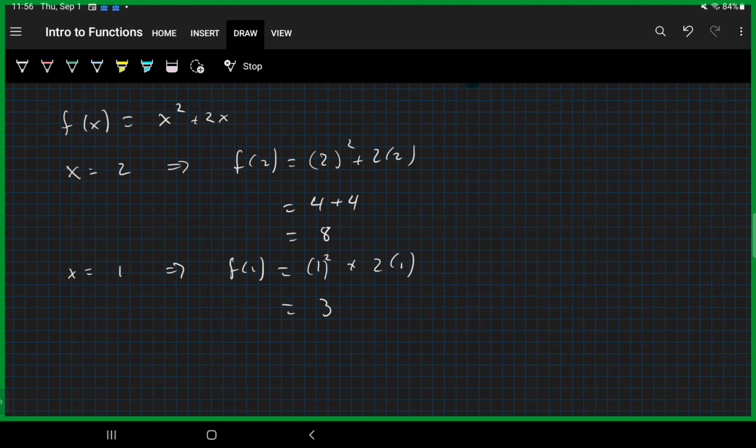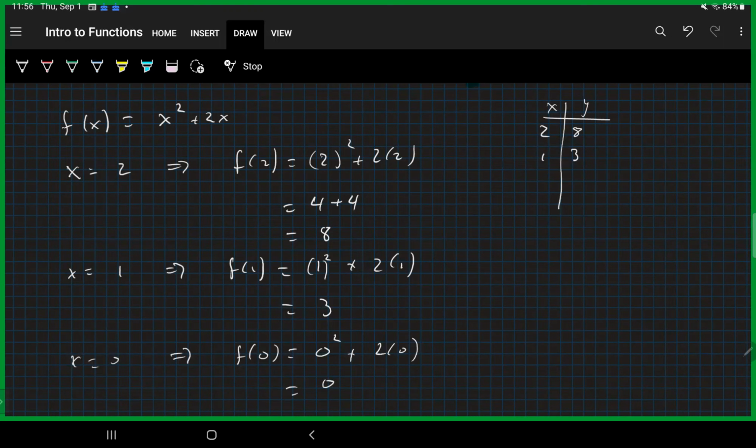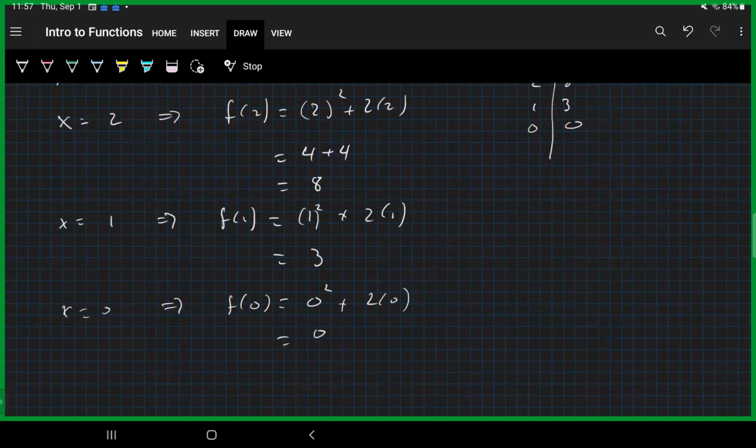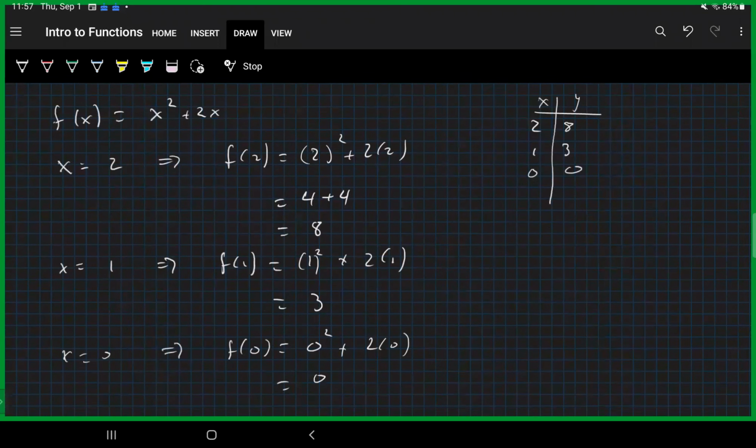And let's start keeping track. Let's see, x. I'm going to write y because y is f of x. 2 gives me 8. 1 gives me 3. Let's plug in 0. If I plug in 0, I get 0. And if you need to compute these on your own, feel free to pause it and check the work. And I'm running out of room here. I'm going to try to fit everything.